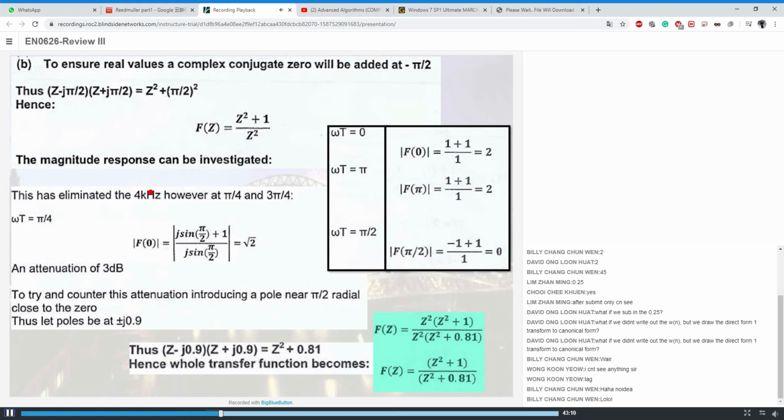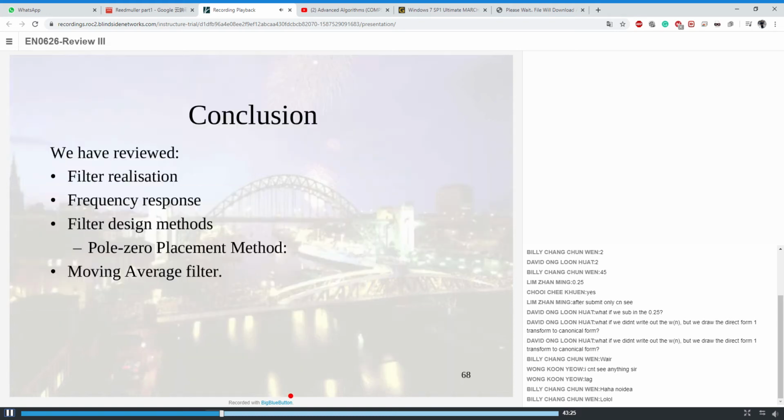So this is an investigation. When the frequency is not near 4 kilohertz, what happens? You have some calculation on the magnitude. So this is one method. I shall go through another 3 more methods with you, but anyway, those are the filter design methods. Any question?